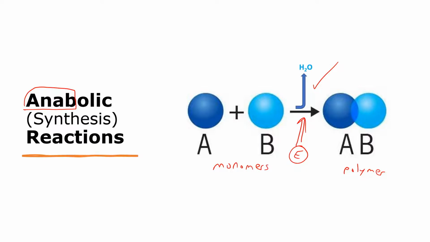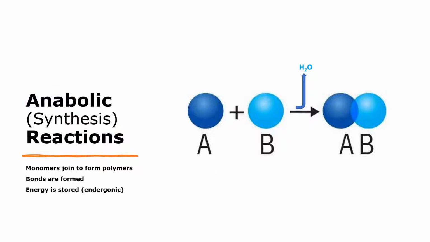So let's look at our key terms. Monomers join to form polymers. Yes, it's an anabolic reaction. However, just like you can call a catabolic reaction decomposition, you could refer to an anabolic reaction as a synthesis reaction because we are synthesizing something. Bonds are formed. Energy is stored in the bonds. This is called an endergonic reaction. And water is removed through dehydration. Sometimes you'll see it combined and they call it dehydration synthesis reaction. It's the same thing as saying an anabolic reaction.